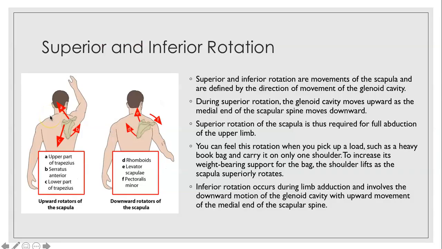And then we'll talk about superior and inferior rotation. Superior and inferior rotations are movements of the scapula and are defined by the direction of the movement of the glenoid cavity. During superior rotation, the glenoid cavity moves upward as the medial end of the scapular spine moves downward. Superior rotation of the scapula is thus required for full abduction of the upper limb. So you have to do superior rotation of the scapula if you want to move your arms upward.